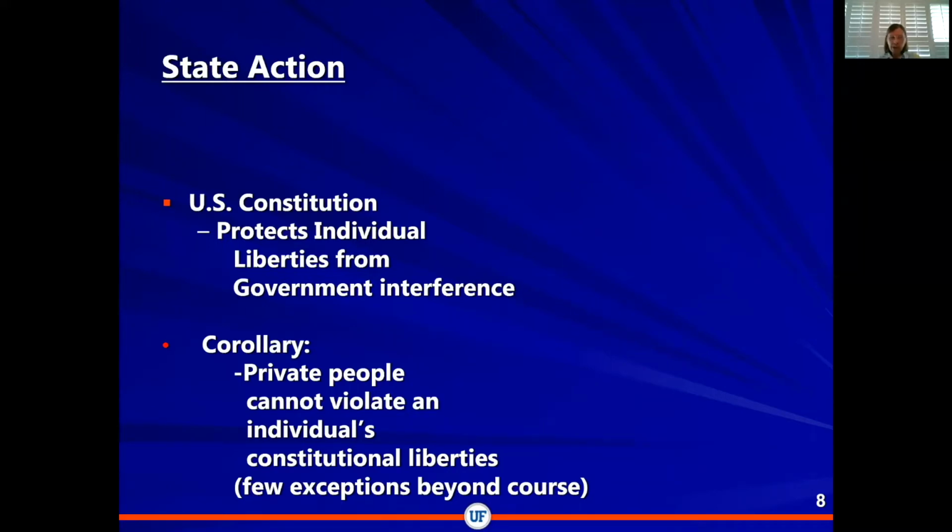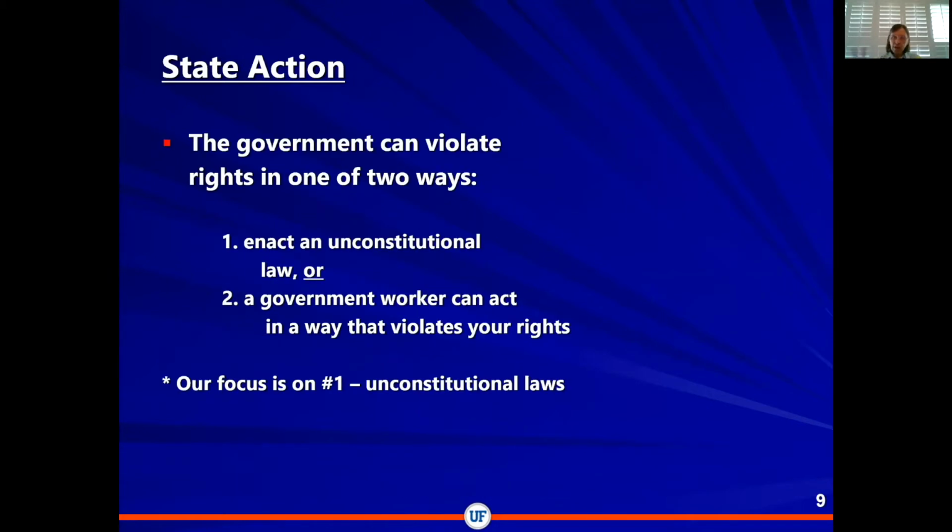And when we talk about state action, that can be at the state level or any level below the state: the county, the city, the municipality, or whatever. Before the 14th Amendment even kicks in, I've got to have state action. The state can violate our rights in one of two ways. It can enact an unconstitutional law, which is what we're going to be focusing on, or a state employee at whatever level, again, county, municipality, city, or whatever, they're all state employees for purposes of the 14th Amendment.